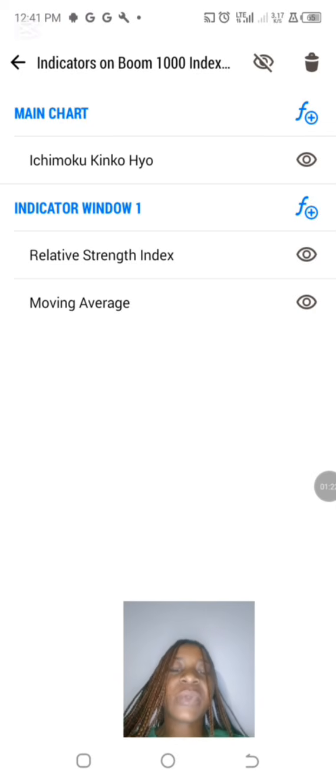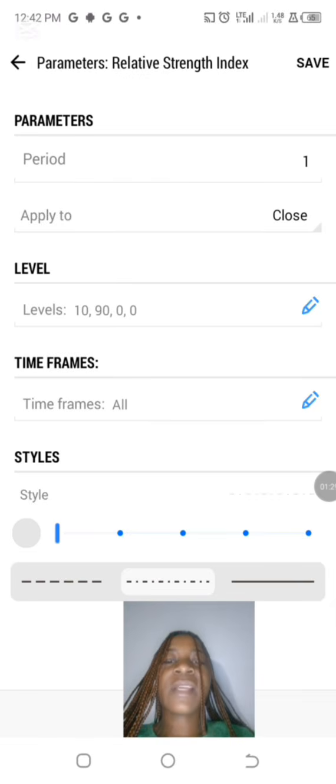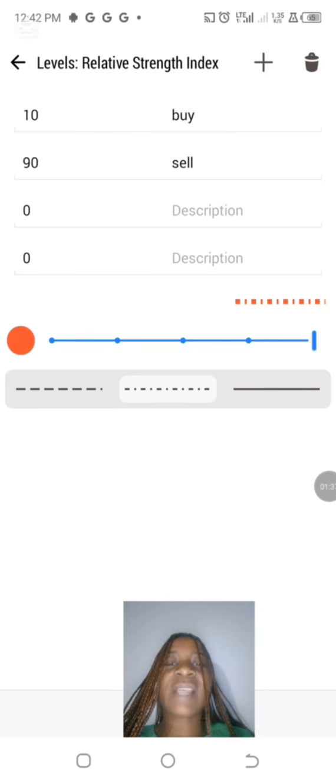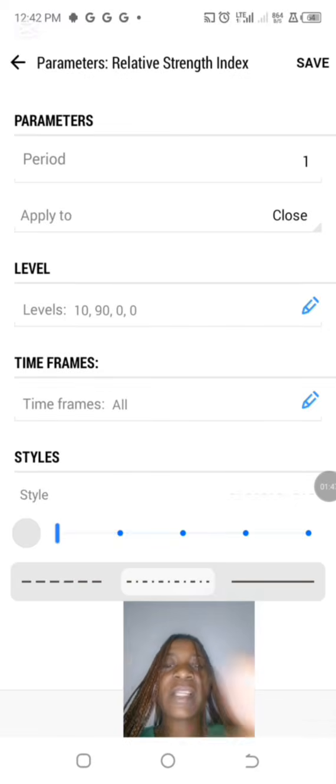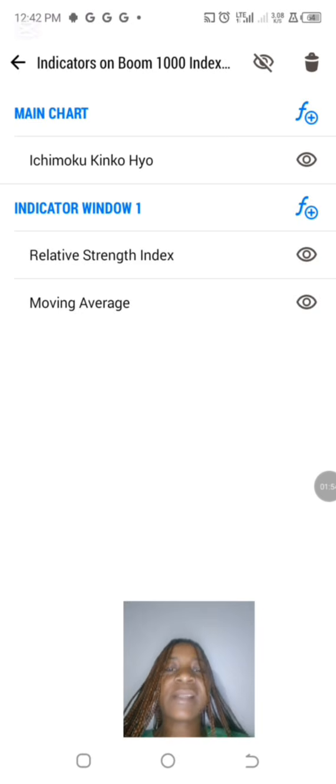Then on our indicators window, we are going to have two indicators with the following parameters. The first one is going to be the Relative Strength Index with the following parameters: period 1, apply to close, levels 10 and 90. Take note of the levels. We want the levels of this RSI, and on the style of these levels, I'll put red. You can put any color of your choice because we want to see these levels. When you are done, you come here. Then on the main style, you put the background color of your choice. When you are done, you click save.